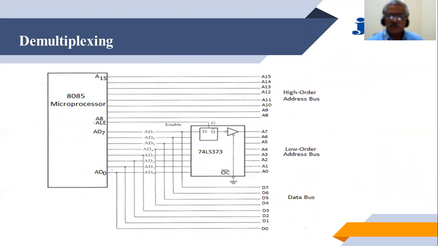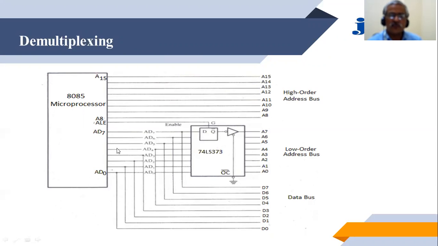As seen in the diagram, internally AD0 to AD7, that is the address A0 to A7 and data D0 to D7, are combined or multiplexed. But in the real world, with the help of an IC, which is a latch, the 74LS373, an 8-bit latch, we are able to separate the address bus and the data bus. So how is this demultiplexing achieved?